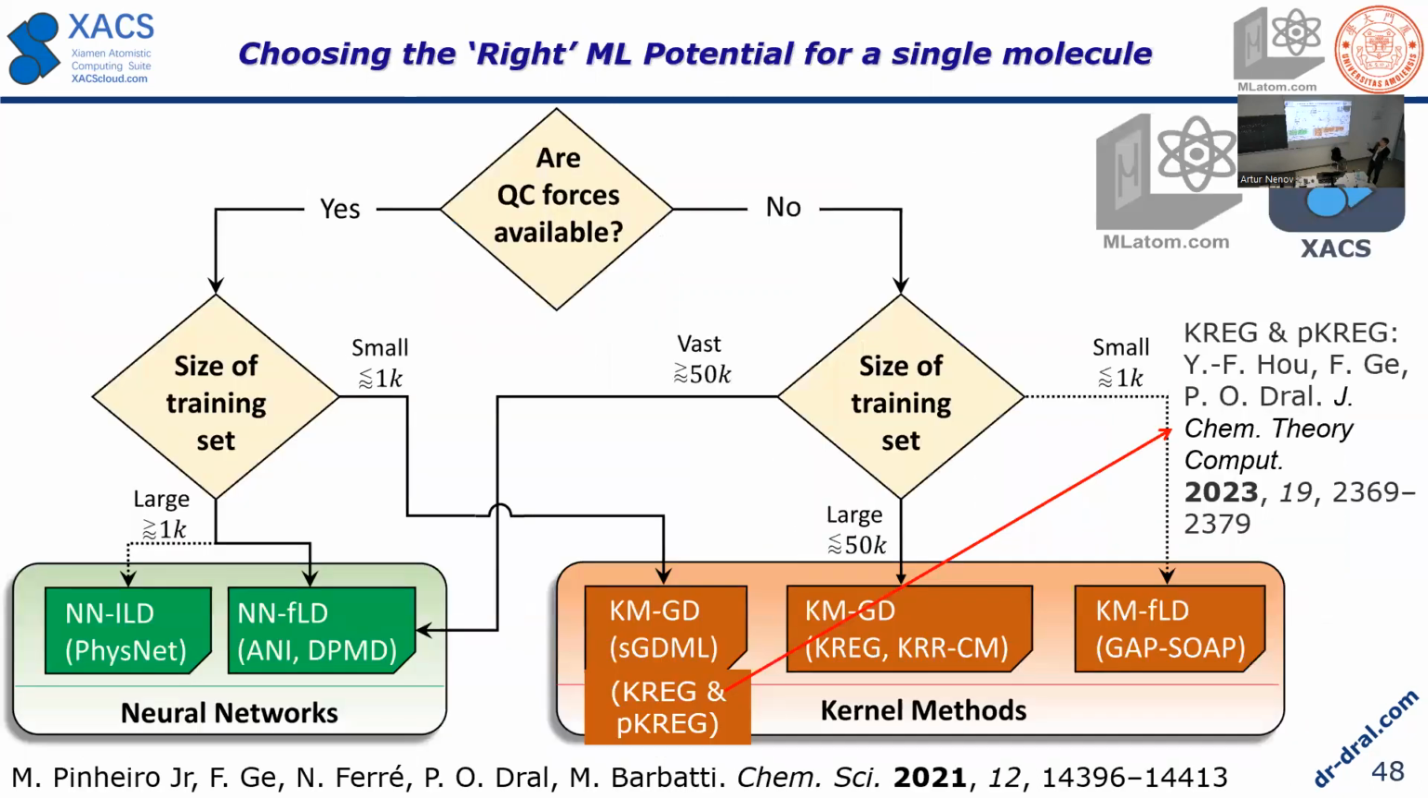And we did the test for you, and the result was that if you have single molecule PES, then basically if you have forces and small training sets, you use kernel methods. If you have no forces, you always use kernel methods basically. And only if you have very huge data sets and forces, then you can think about using neural networks.